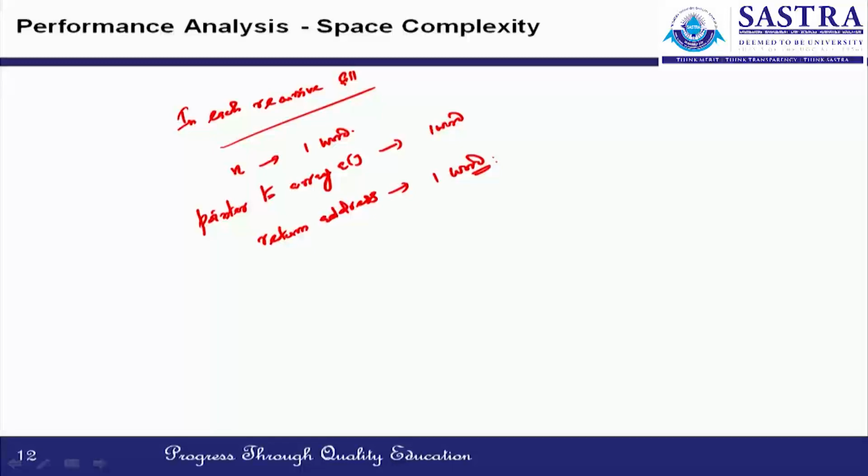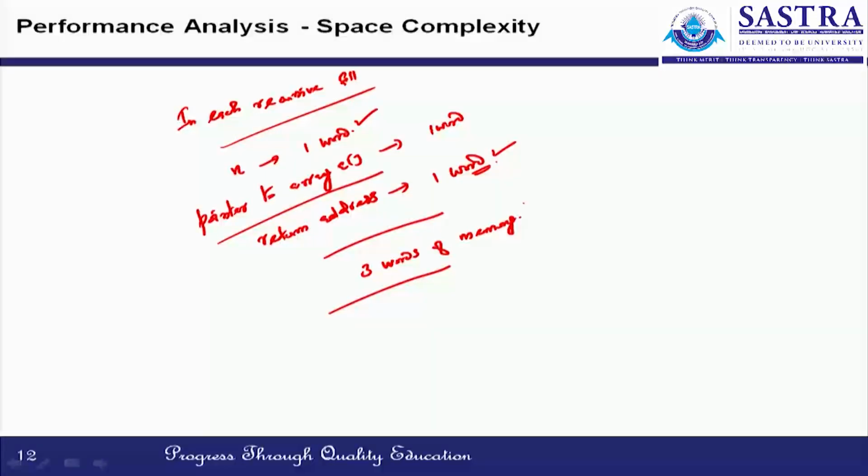includes the memory for formal parameters, local variables, and return address. So, formal parameter here n, then return address, one word of memory each, and the local variables here: in each recursive call we need to find the corresponding array element, so the pointer to the array A is included here. So, in each recursive call we need at least 3 words of memory. 3 words of memory is required in each recursive call.